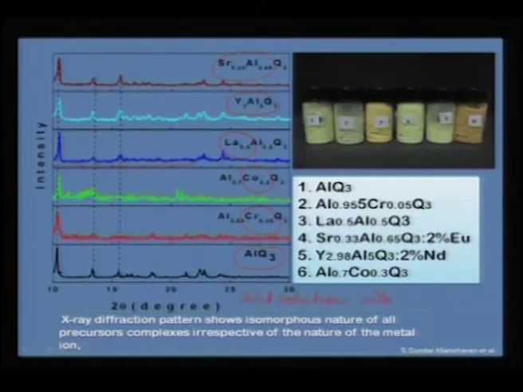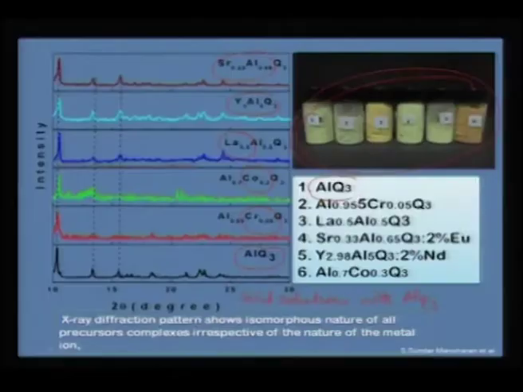with AlQ3, and I can list those compositions, AlQ3 or Al 0.95 chromium 0.05 and so on. And as you would see here very clearly, they are different compounds. From the color that they show in UV light, you can clearly see that compositionally they are different, and their photoluminescent property is also different.